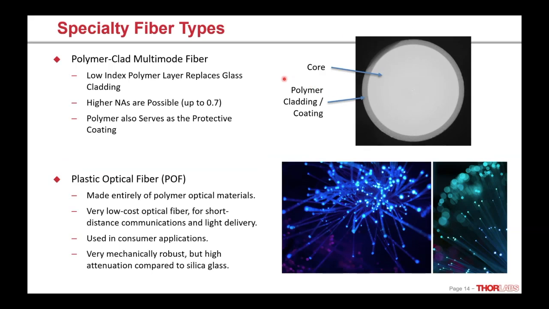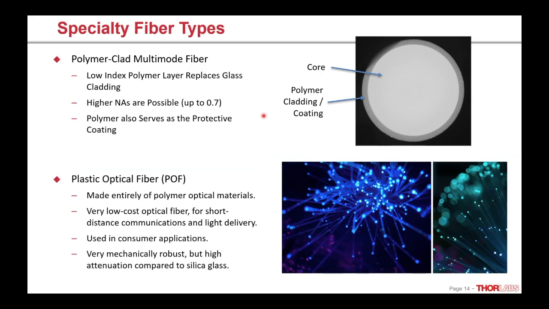One that we actually manufacture a great deal of here at Thorlabs is what we call polymer clad multimode fiber. And here what we've done is we've taken that core cladding coating structure and we've simplified it by using a low index polymer as both the cladding and the coating. So the fiber really only needs two layers. This second layer helps to create the waveguide, and it functions as that plastic coating to preserve the fiber's inherent strength. One advantage here is that these fibers can be lower cost.